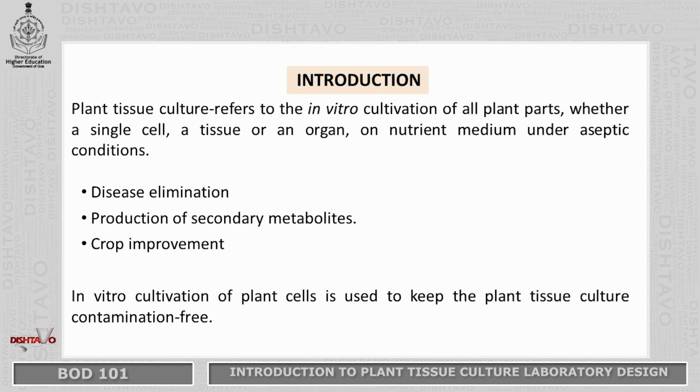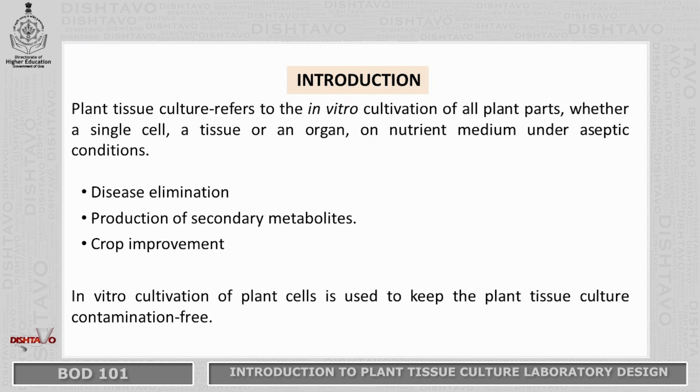What do you understand by this in vitro cultivation? Let me tell you, there are two types of cultivation or research which are done. One is in vitro and one is in vivo. In vitro cultivation is nothing but the research which is carried out outside the body of a microorganism or a plant. And in vivo cultivation is the work or the research which is carried out inside the body of a plant or a microorganism.